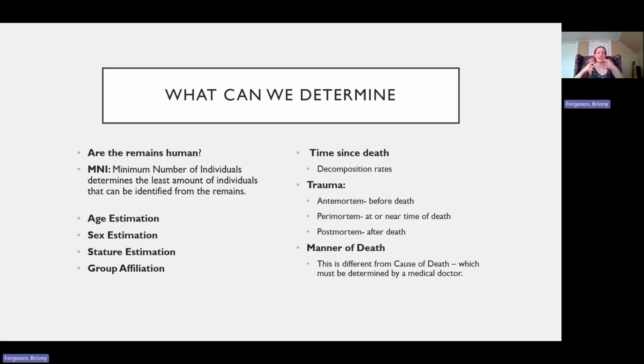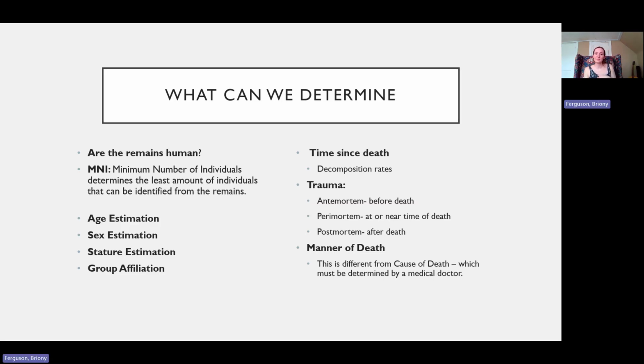Likewise, the data that we have really does suggest that including group affiliation doesn't really improve identification rates. It doesn't actually help that much with matching this unidentified person to a missing person.